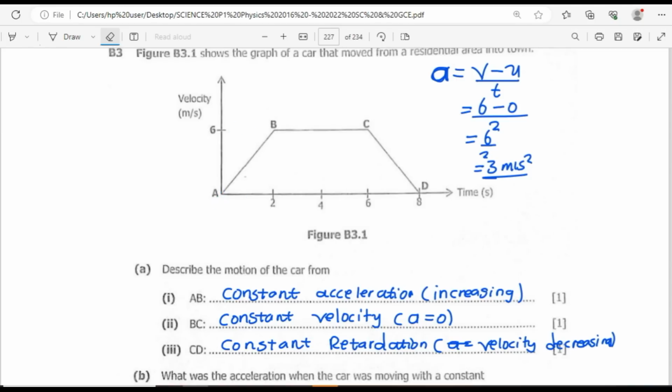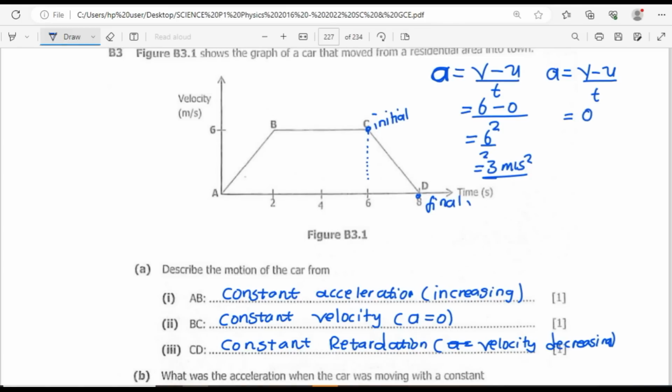What if the question is asking us to find the retardation in the last 2 seconds? The formula is still the same. The only difference here is that we are going to get a negative number. So for CD, C now becomes our initial velocity. Then D is our final velocity. So the final is 0.